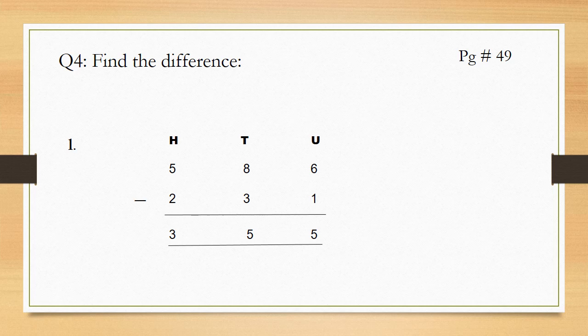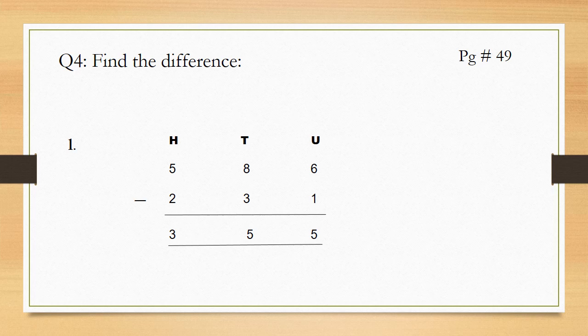First of all, we are going to have a look at the digits present in the units place. In units place, we have 6 units and 1 unit. So we have to subtract 1 unit from 6 units. Students, when we take away 1 unit from 6 units, we get 5 units. So we will write down 5 in the units place.